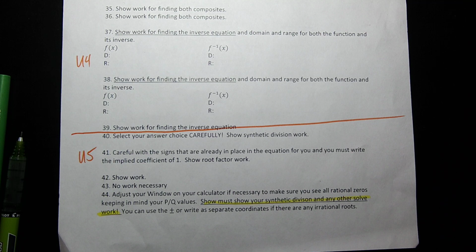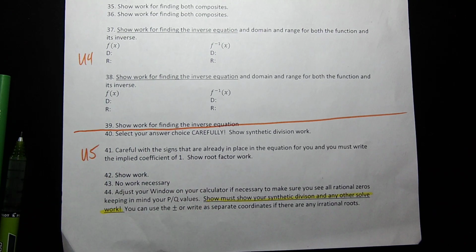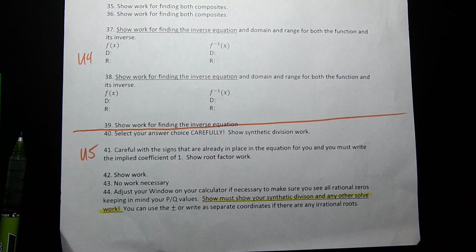Less on unit 5 because it was the most current unit and you guys have been doing great practice with the My Math Lab and the practice set already. So just a note on unit 5, and we'll talk about this in the packet as well. You must show your synthetic division and any other solve work. So if the problem does require P over Q, you've got to show the P over Q value work, including all those plus or minuses. If it doesn't, you've got to show your synthetic division work of depressing the polynomial.